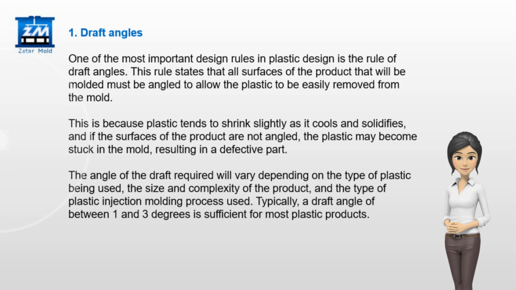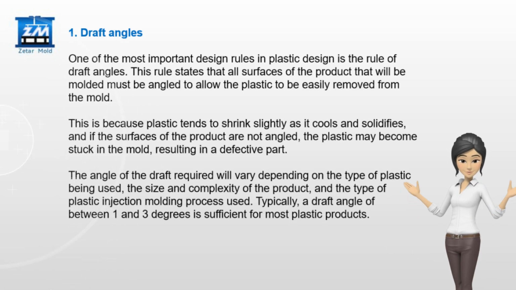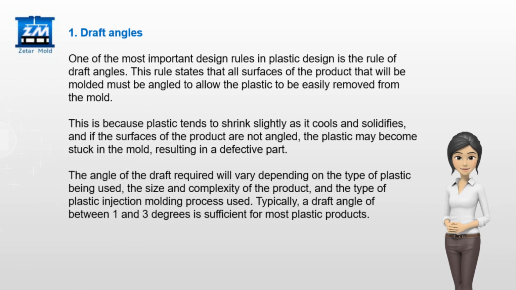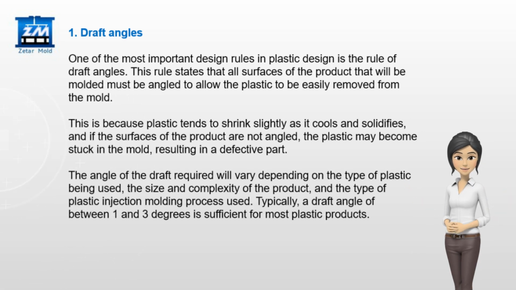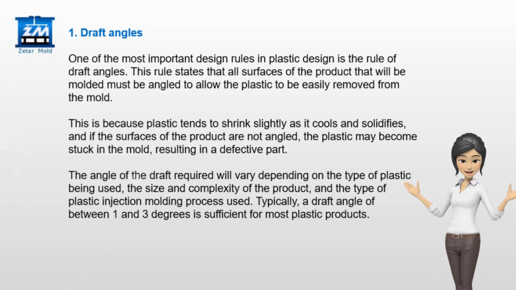And if the surfaces of the product are not angled, the plastic may become stuck in the mold, resulting in a defective part. The angle of the draft required will vary depending on the type of plastic being used, the size and complexity of the product, and the type of plastic injection molding process used. Typically, a draft angle of between 1 and 3 degrees is sufficient for most plastic products.